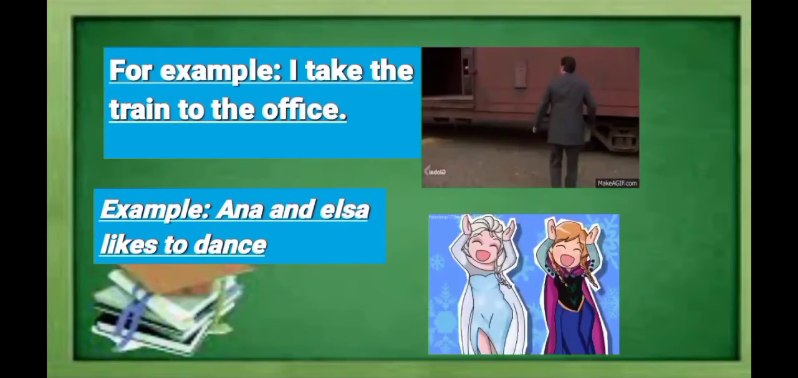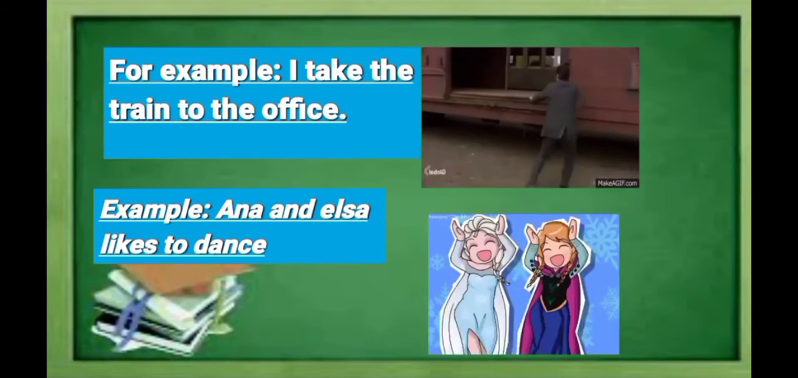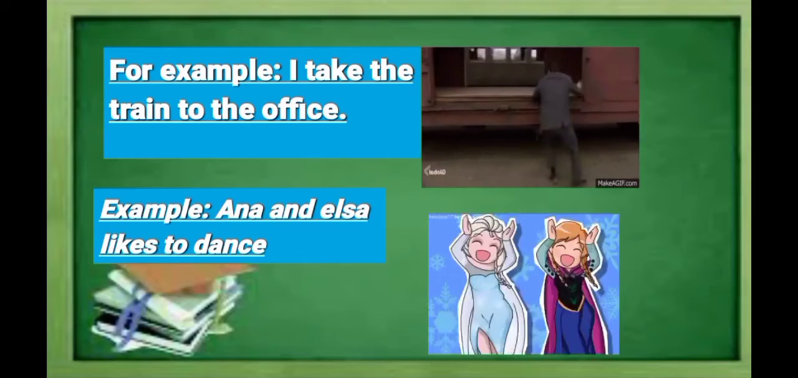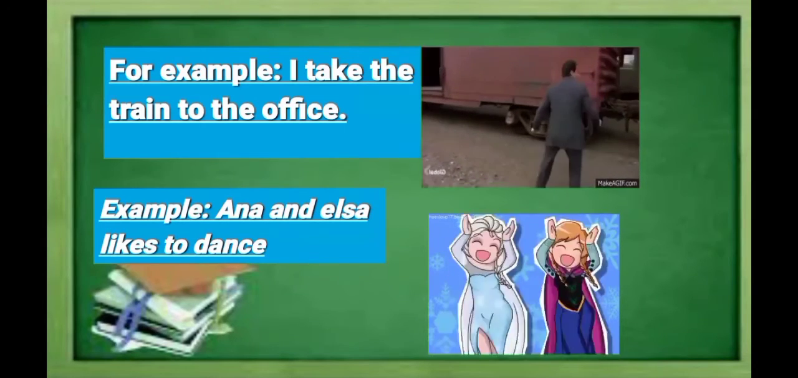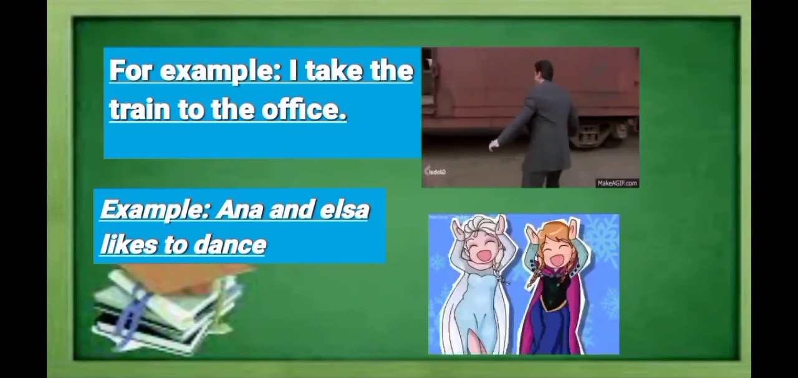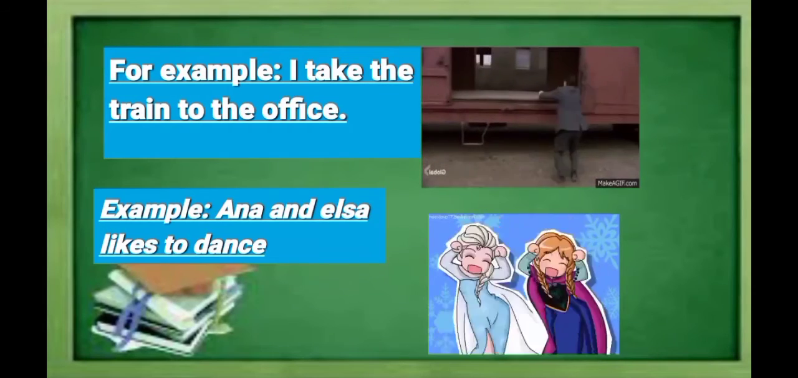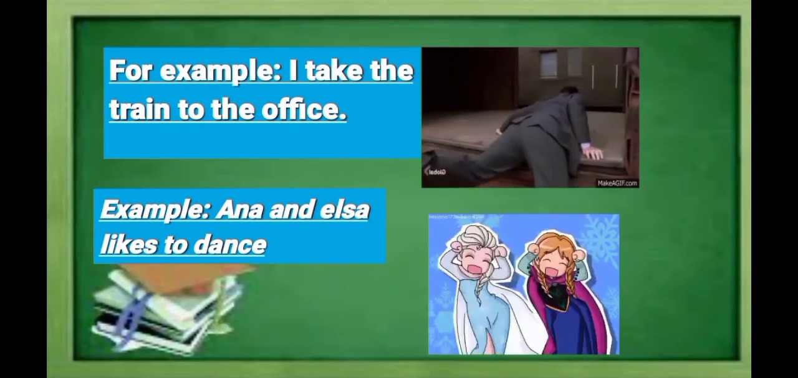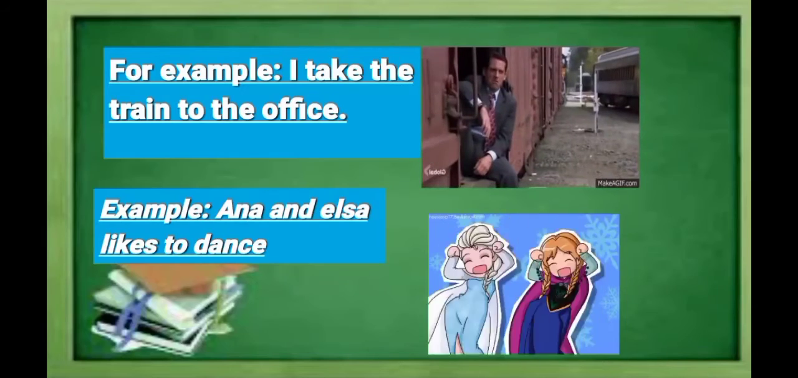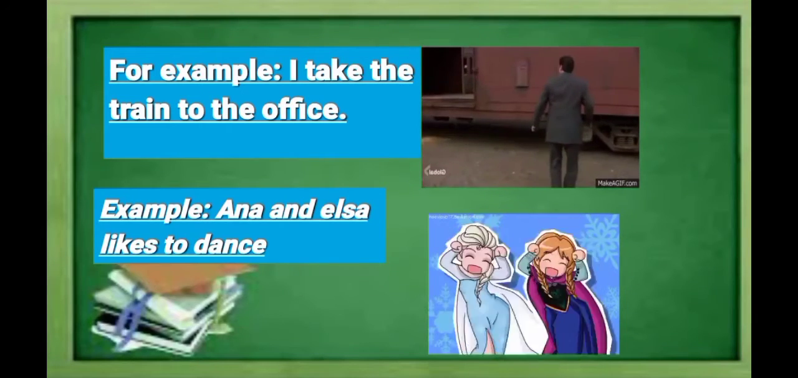So Anna and Elsa like to dance, which is happening now. For us to know, nobody said Anna and Elsa were like to dance. So again, present tense is an action that is happening today or right now.